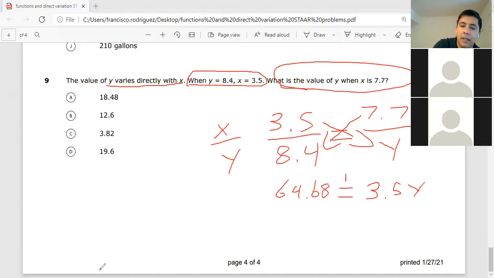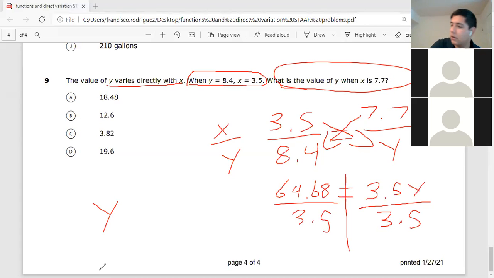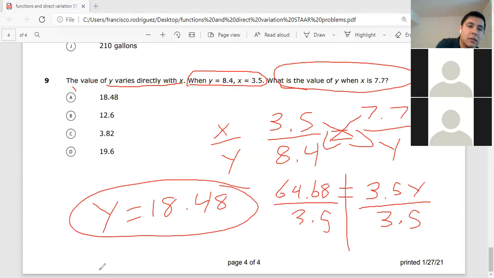And that is equal to 64.68. And now that we have this set up, how would we leave y by itself? You have to subtract by 7 or 64.68. No, we have 3.5 and then y, right? We're going to divide by 3.5. Yeah, I was close. If we divide by 3.5, the answer ends up being 18.48. So the answer is A.